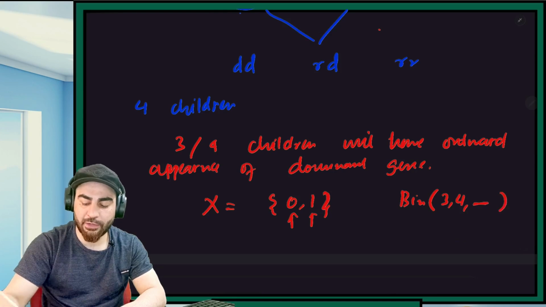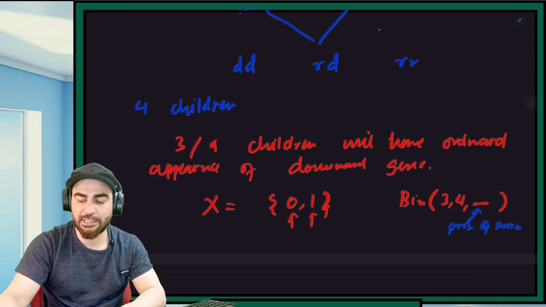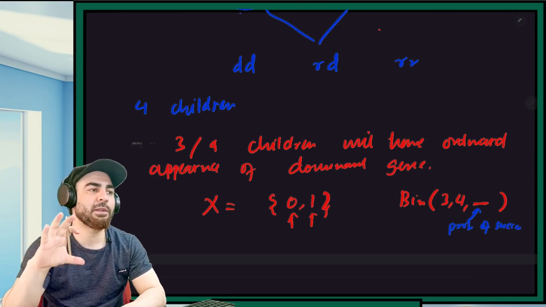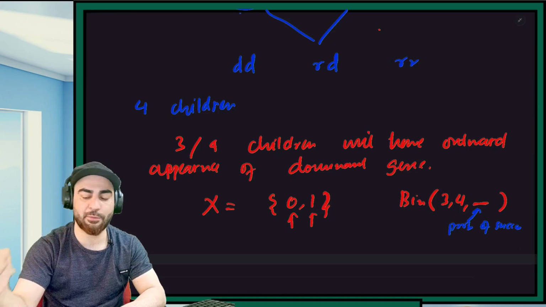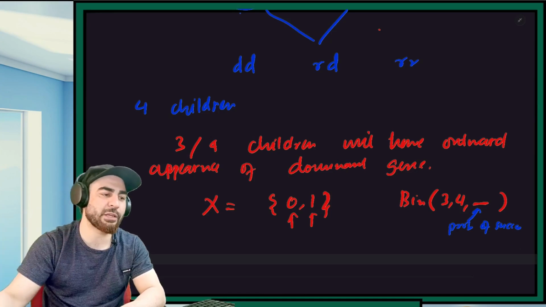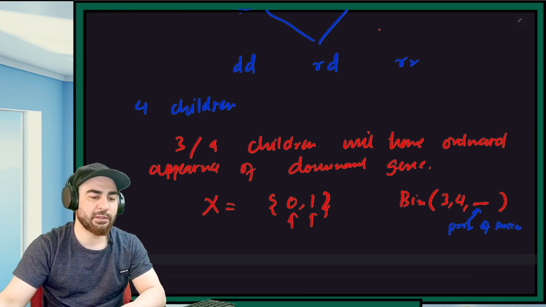So what's the probability that we have to compute? We have to compute the probability of success. The probability of success in this case will be the probability that the child has an outward appearance of the dominant gene. I'll give you some time to compute it, then come back.